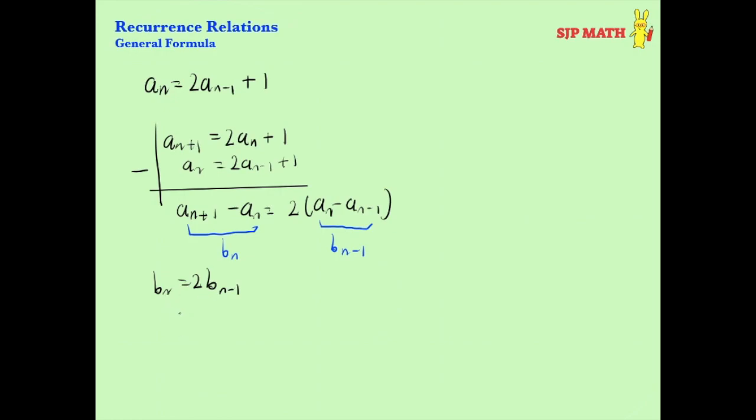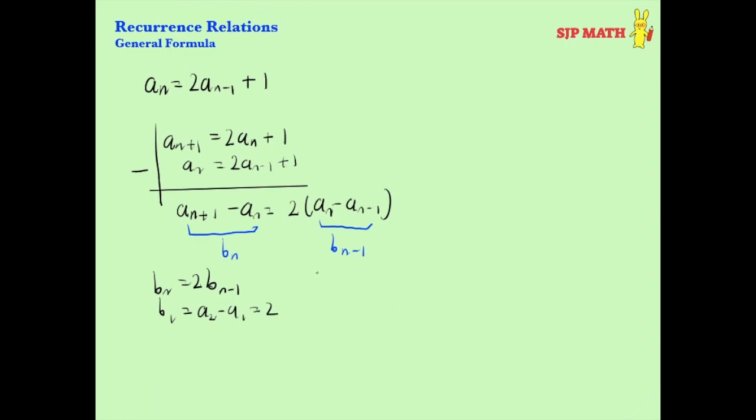This means that we multiply 2 to the previous term to get the next term, which means that Bn is a geometric sequence. And B1, the base case, the first term, is just equal to A2 minus A1. A2 is equal to 3 from the previous video, and A1 is equal to 1. So B1 is equal to 2.